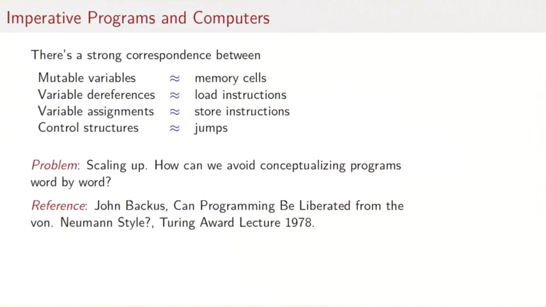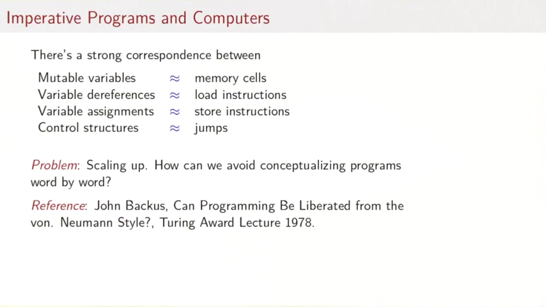There's a very strong correspondence between the memory cells of a von Neumann computer and the mutable variables in a programming language. Variable dereferences correspond then to load instructions in the computer. Variable assignments relate to store instructions. Control structures all translate into a sequence of jumps. So that's all very well, but the problem is scaling up. We want to avoid conceptualizing programs just word by word. We want to reason in larger structures.